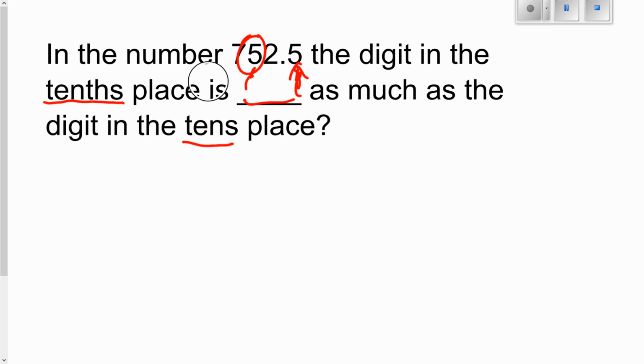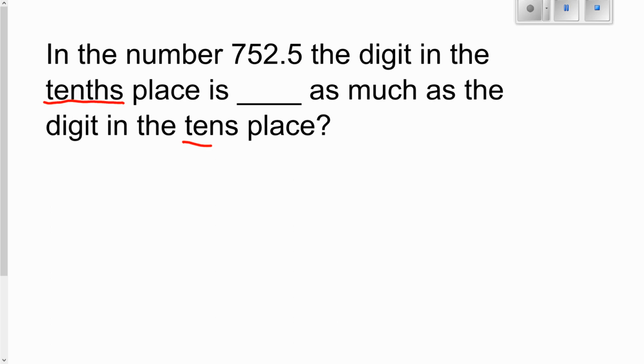It's smaller. So this is something that definitely gets confusing with students. So I want to slow down just a little bit. It's asking you how much the digit in the tenths place, which again is this one, is as much as this one. Okay, since it's smaller, we know our answer is going to have to be a fraction. So the question then is just what fraction?